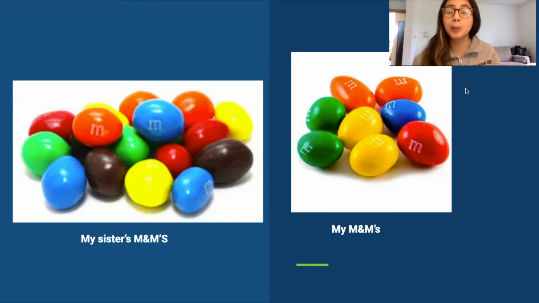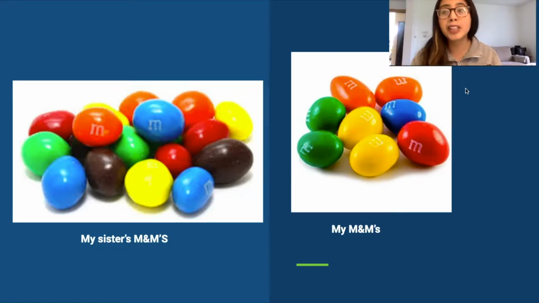My sister and I were sharing these M&Ms. I don't know about you, but I love candy. But I was looking at the M&Ms she had, and then I was looking at the ones that I had, and I saw that she had more than me. I wonder how I can find how many more she has, because I see she has way more than I do. So if I want to know how many more M&Ms she has, I have to find the difference.